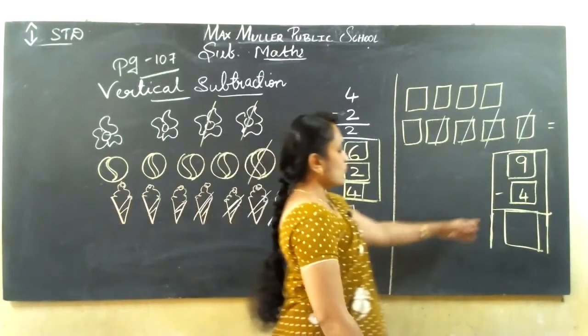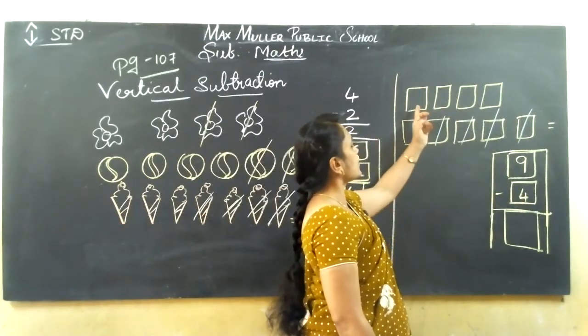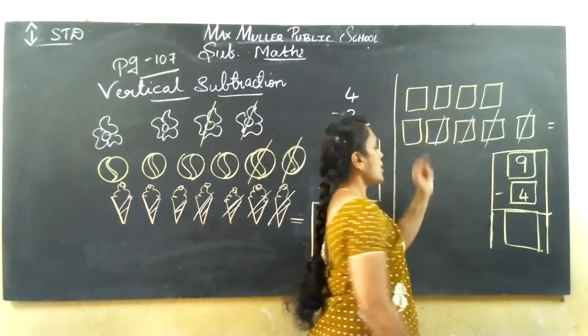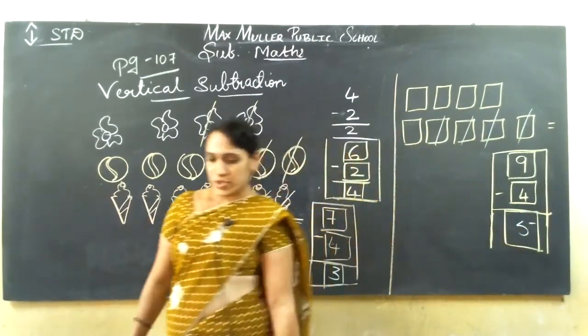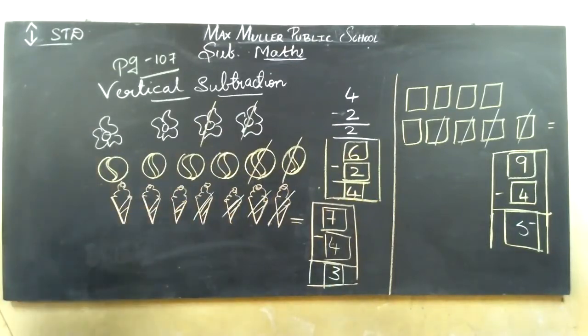Okay. So write 4 in the second box. How many are left? See, 1, 2, 3, 4, 5. The balance is 5. Write the answer in the next box. Understand? Yes or no? Up to page 107, we will finish today.